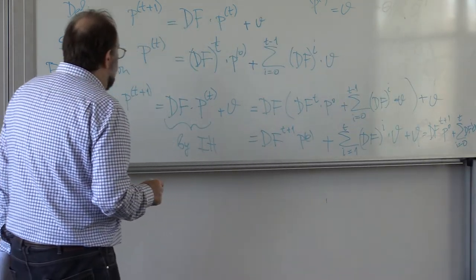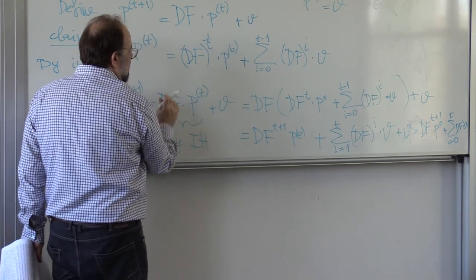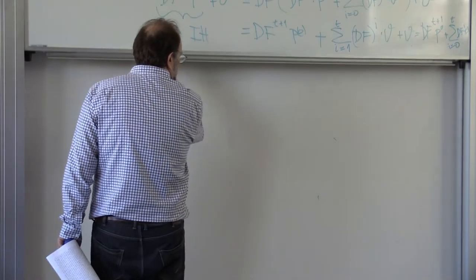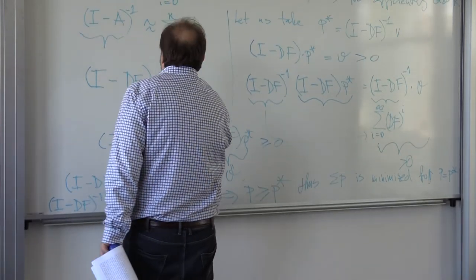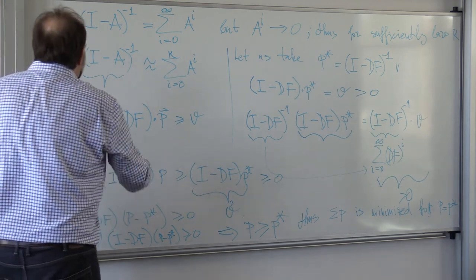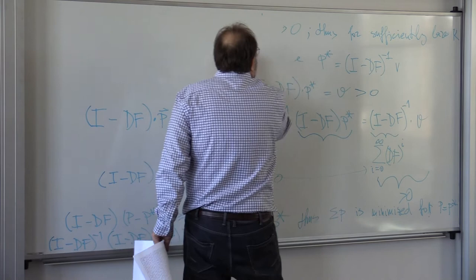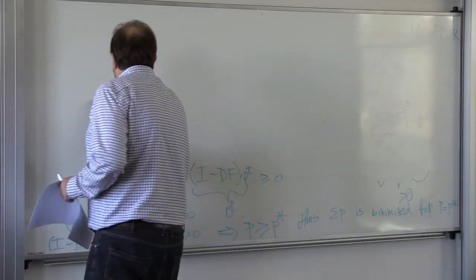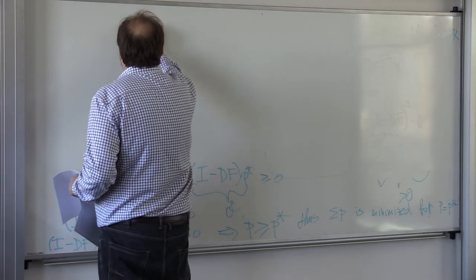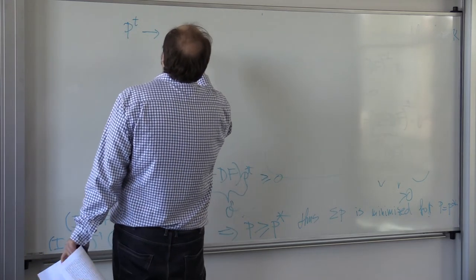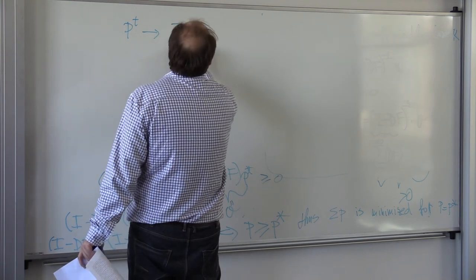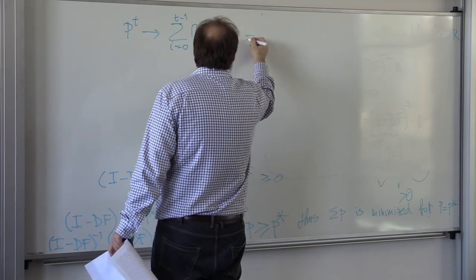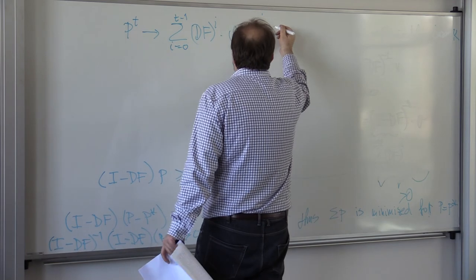But now notice, by our assumption, because the spectral radius of DF is kept small, this term goes to 0. So as a consequence, we get precisely what we need. We get that P T converges precisely to the sum of I equals 0 to T minus 1 of DF to the power I times V, and this is in fact approximately equal to p star.